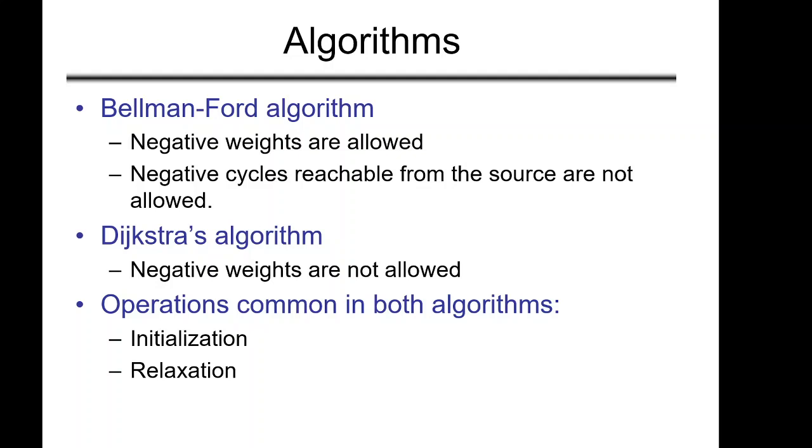Because we have seen that the shortest path for any node which has a negative cycle reachable from the source node is not well defined. So the Bellman-Ford algorithm allows negative weights on the edges, but it will not allow any negative cycle reachable from S. Then we will see the Dijkstra algorithm, which does not allow negative weights. Dijkstra assumes that all weights are positive, and then you can apply this algorithm.